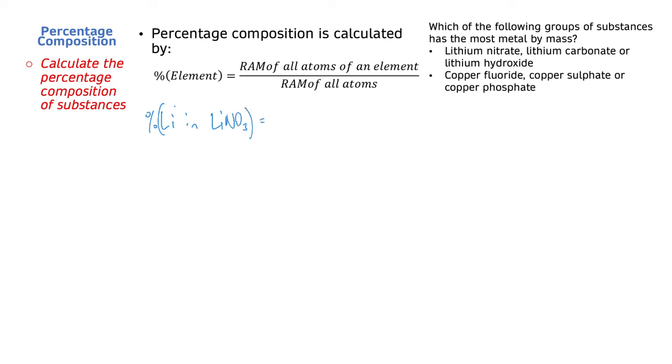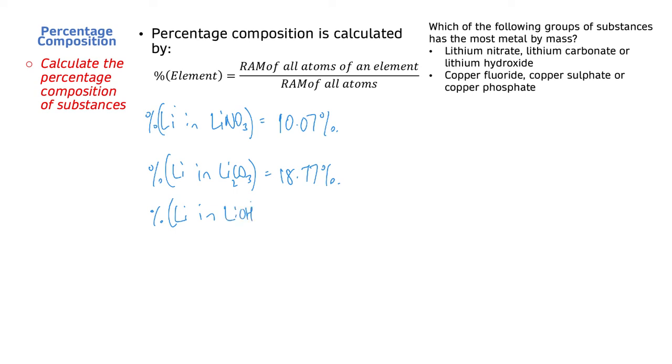Okay, so I'll just provide you the answers: 10.07%. So you can go do that calculation and check it against this one here. The percentage of lithium in lithium carbonate, which we actually did before, is equal to 18.77%, and the percentage of lithium in lithium hydroxide is equal to 28.98%.